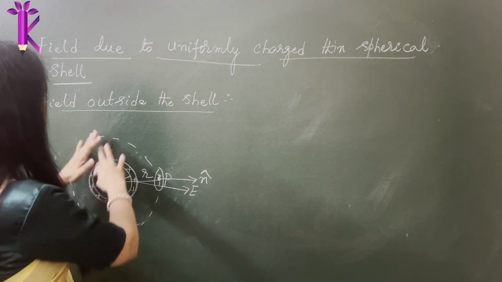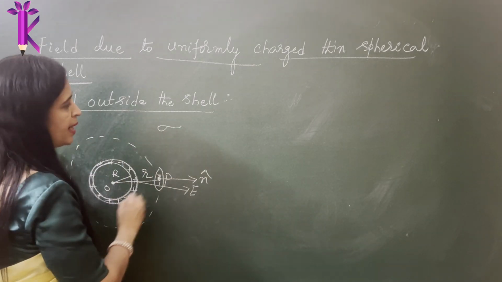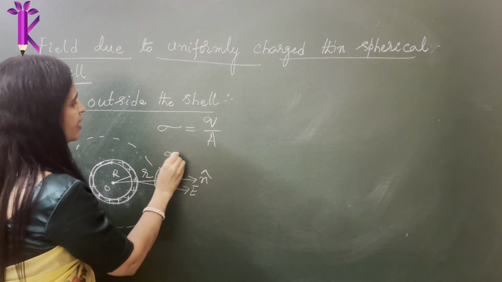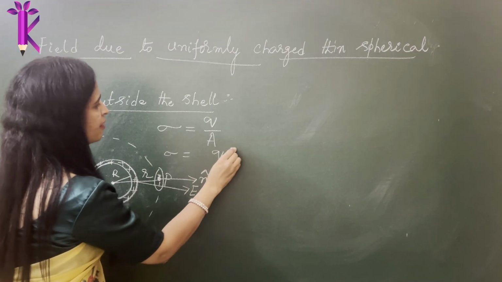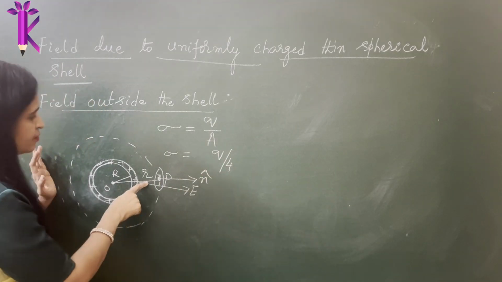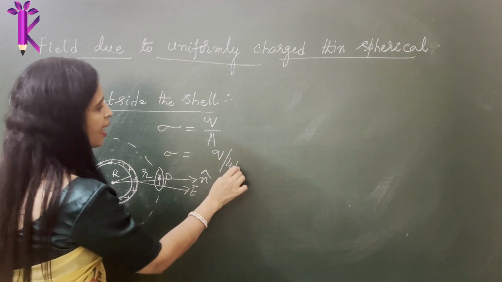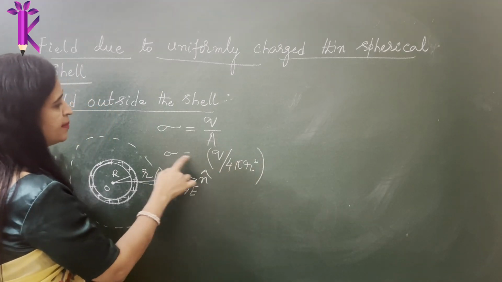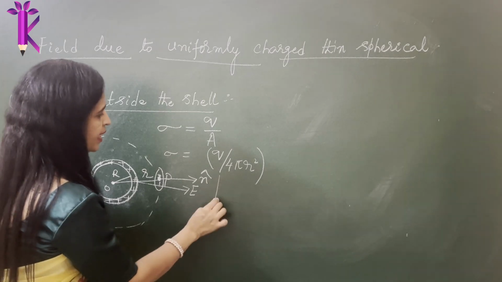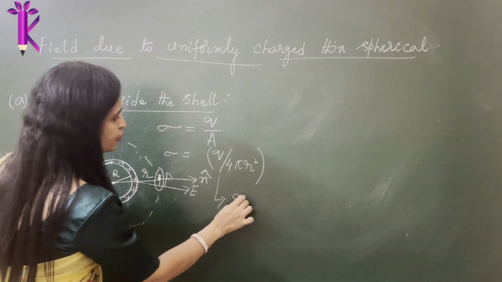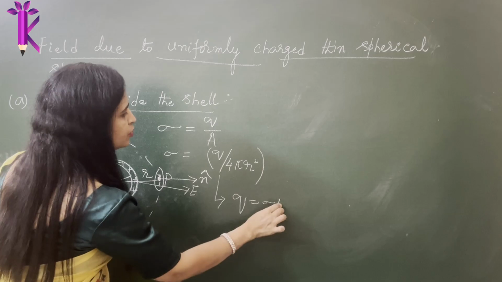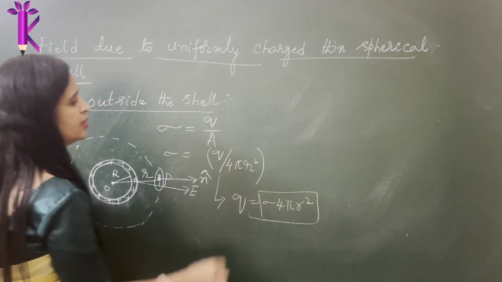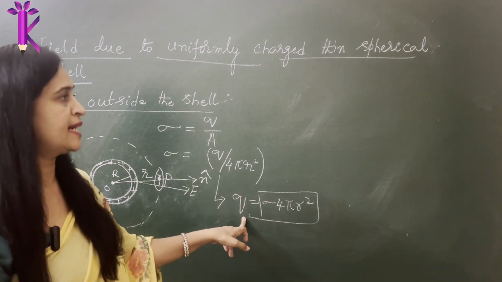So let us assume this has a surface charge density sigma. So it is given by Q divided by A. This is a sphere, and what is the radius of the sphere? We have assumed the radius of the sphere to be small r. So the area of the sphere is given by 4 pi r square. So sigma is equal to Q divided by 4 pi r square. If you cross multiply, this will give you Q is equal to sigma into 4 pi r square, right? Why am I using this? Because I will require it to replace Q when I am writing Gauss law.